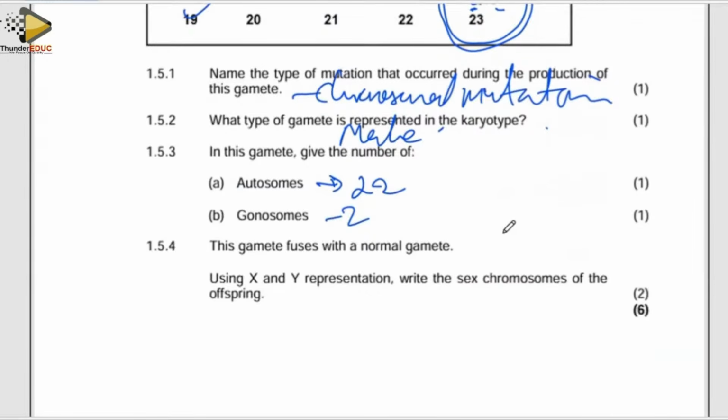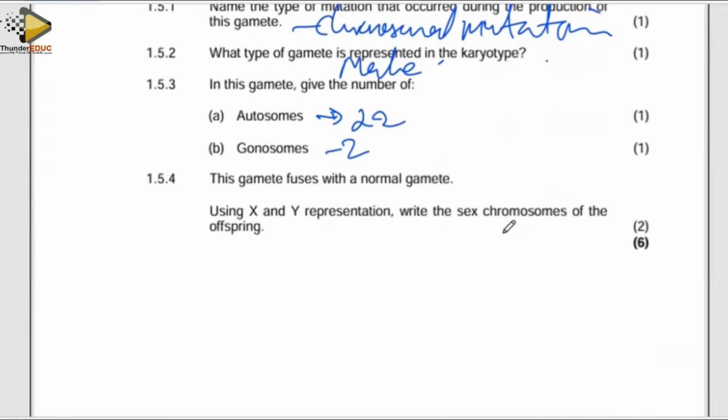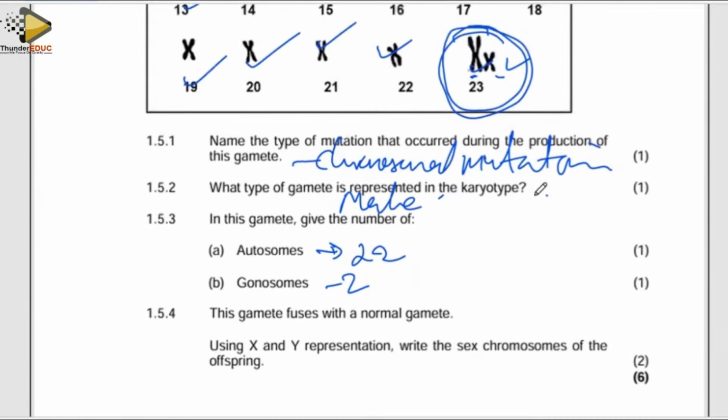The gamete fuses with the normal gamete. Using X and Y representation, write the sex chromosome of the offspring.